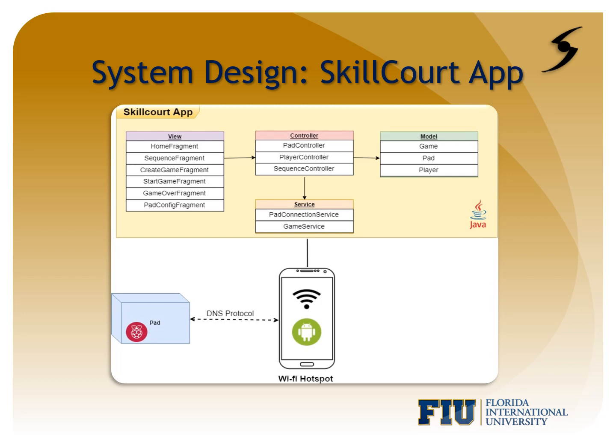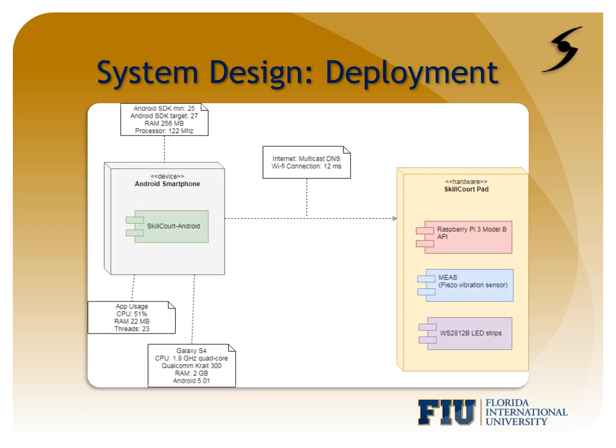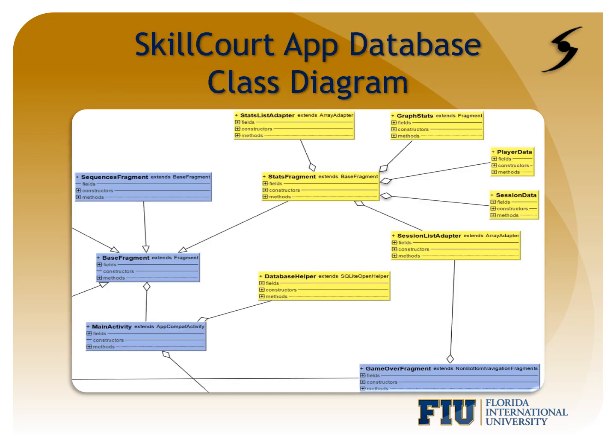We did not change any of the overall original system design from the previous versions. This is the system design for the SkillCourt website. This is the system deployment diagram. It is the same as the previous version from SkillCourt. This is the class diagram related to the database only. This is just a part of the overall application diagram. The yellow classes are the classes related to the database.